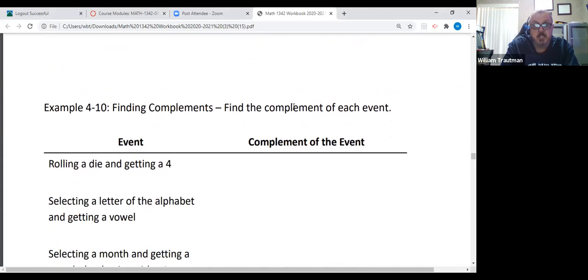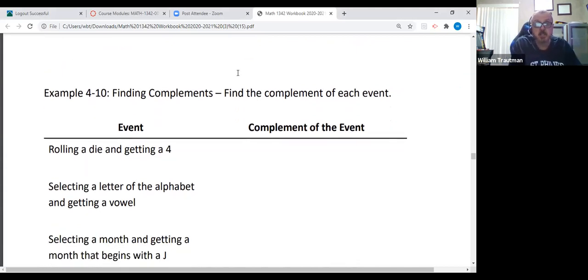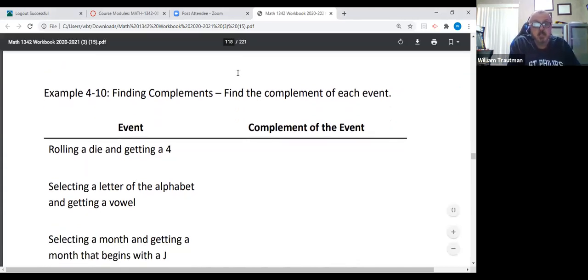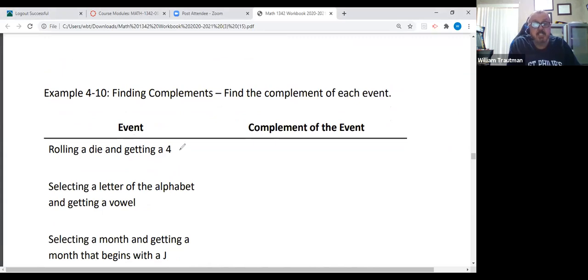Find the complement of each event. Rolling a dice and getting a 4. Well, getting a 4 on a dice, the probability equals 1 out of 6. What's its complement to 1 out of 6? Anybody know?